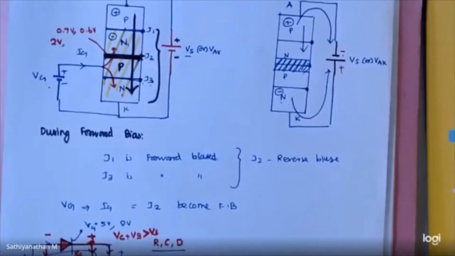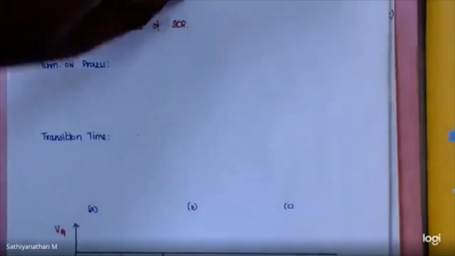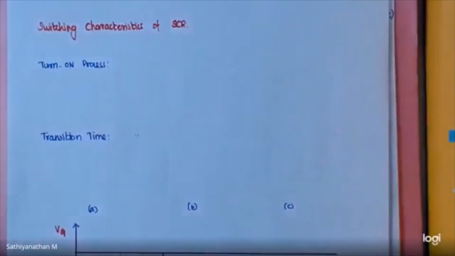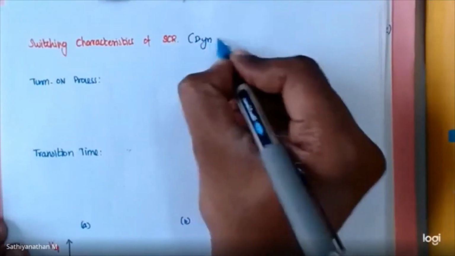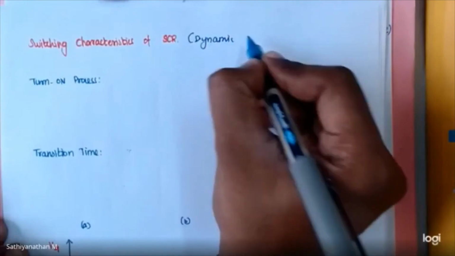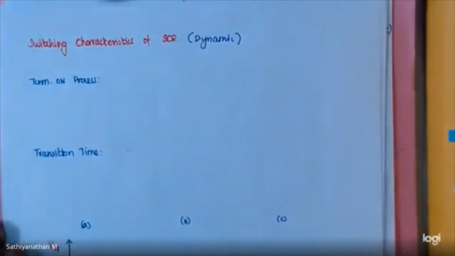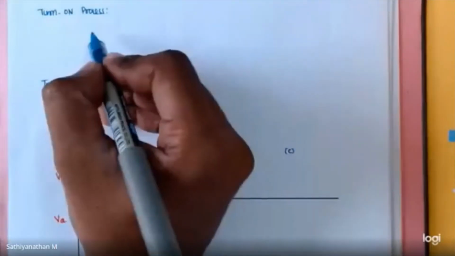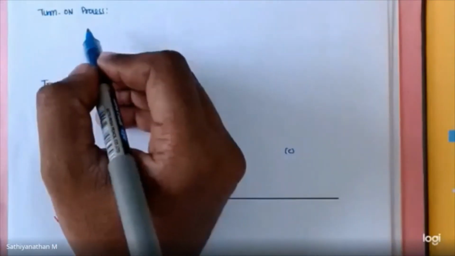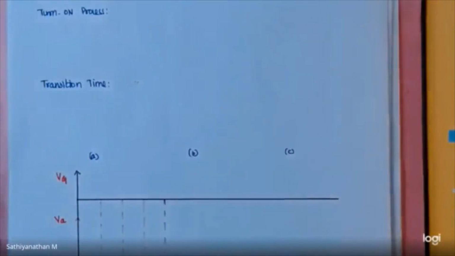Okay, so this is all about the structure of an SCR, the VI characteristics and the problems in the SCR. Now we need to discuss the dynamic characteristics, also known as switching characteristics, of an SCR. We are discussing the turn on process of an SCR.